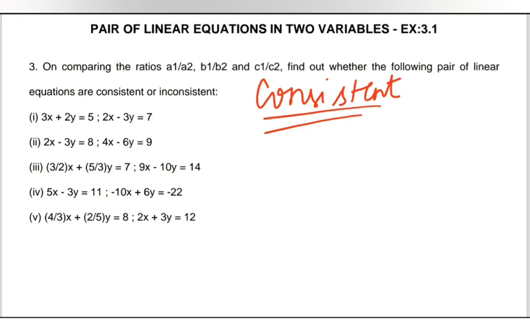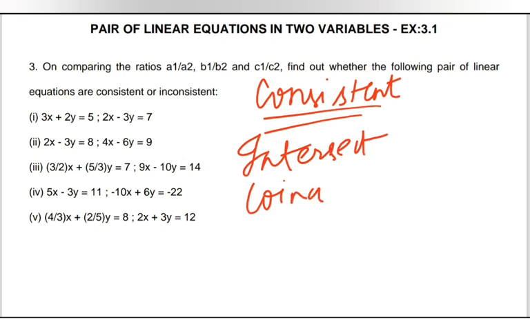So under consistent we will be taking intersecting lines and coincident lines, because for intersecting we have one solution, where the two lines intersect each other, and for coincident the two lines pass over each other, so they have multiple solutions. Consistent means the equation should have either one solution or multiple solutions. So intersecting lines and coincident lines will satisfy the consistent condition.